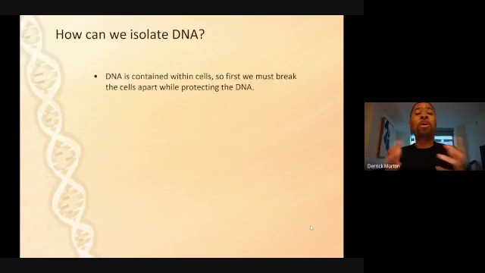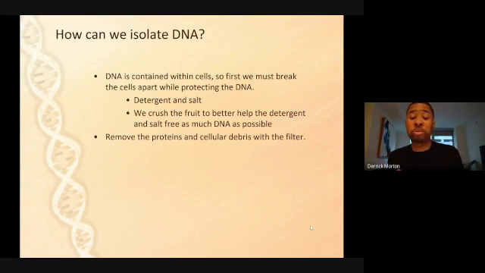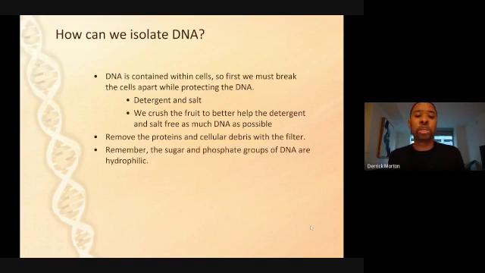And so first, we can isolate the DNA by breaking open the cells. So we are going to break open the cells today, but we are going to put methods in place that actually protect the DNA. So we're going to use detergents and salts to help us do this and help us break open the cells, but also protect the DNA at the same time. So first, we're going to crush the fruit to better help the detergent and salt free as much DNA as possible. And then we're going to remove proteins and cellular debris with the filter. And this is probably going to be your coffee filter that you're going to be using in class.